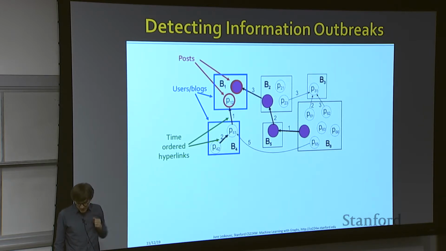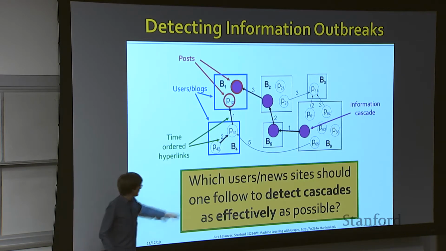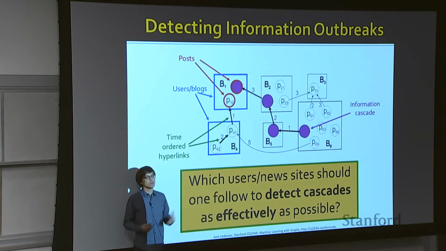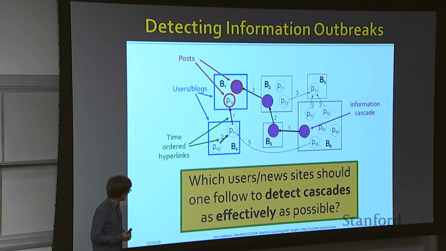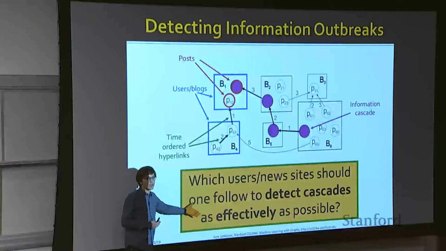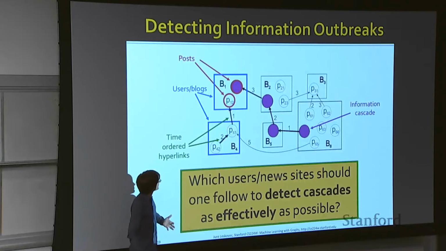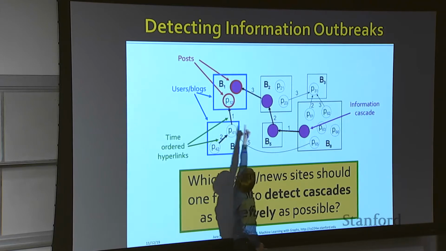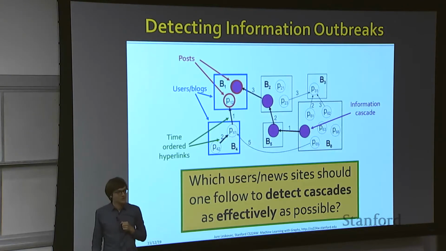And of course, what would I like to do? What I'd like to do is to say which users, which accounts should I follow so that I am most up to date, right? I want to detect these big information outbreaks as soon as they happen. Who should I follow to be most up to date, so that whenever there is some big news happening, I'm not the last guy to learn about it, but maybe I follow someone else and I'll be the first to learn about this news, right?